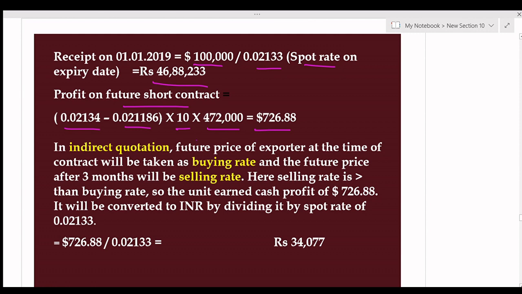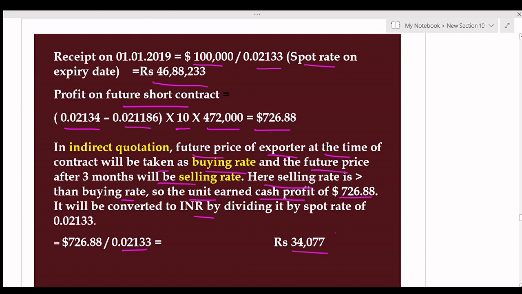In an indirect quote, the future price of the exporter at the time of contract will be taken as the buying rate, and the future price after 3 months will be the selling rate. Here the selling rate is greater than the buying rate, so the exporter earned a cash profit of $726.88. When it is converted to INR, that is divided by the future expiry date spot rate, you will get rupees 34,077.